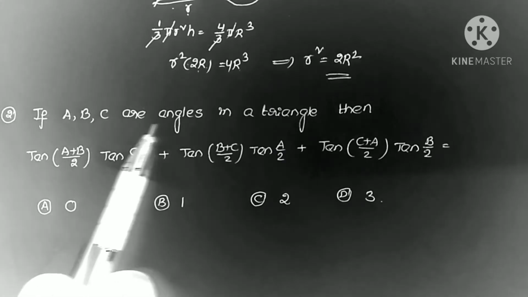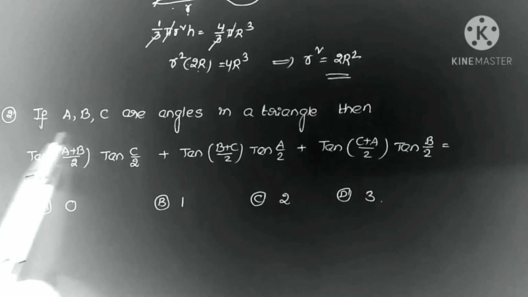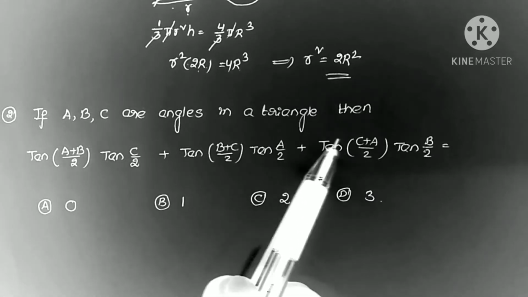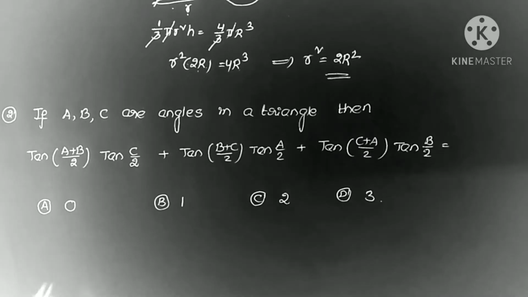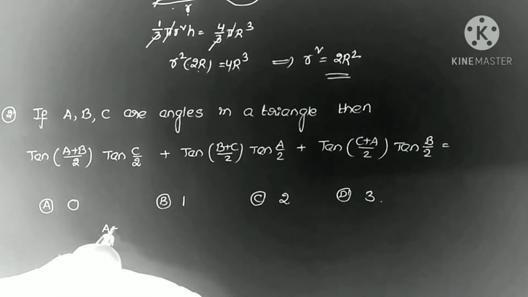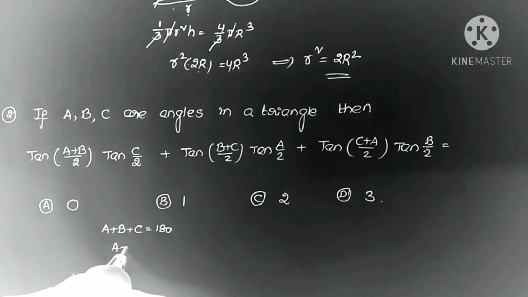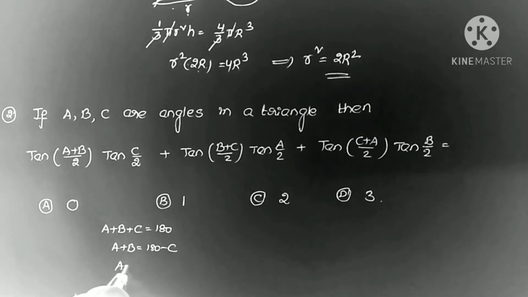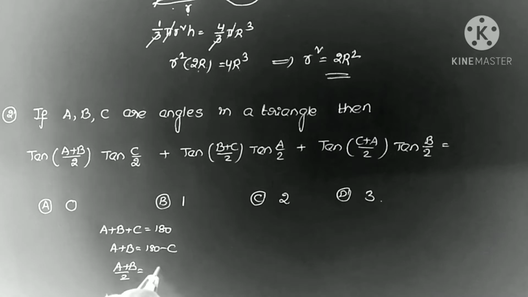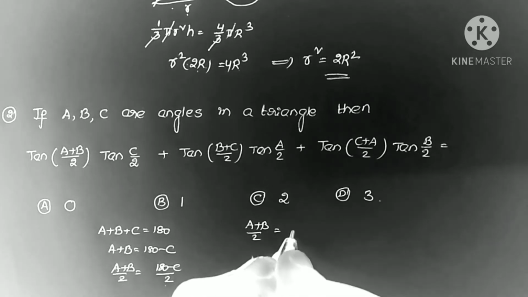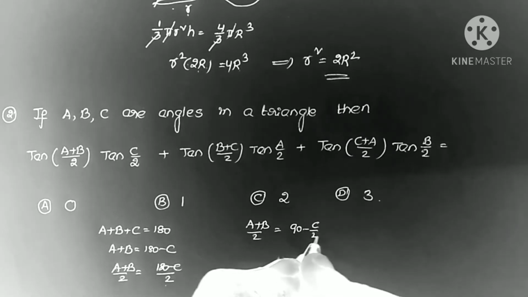Next problem. If A, B, C are the angles in a triangle, then tan of (A plus B)/2 into tan C/2 plus tan of (B plus C)/2 into tan A/2 plus tan of (C plus A)/2 into tan B/2 is equal to? A, B, C are angles in a triangle, that is A plus B plus C is equal to 180. Then A plus B is equal to 180 minus C. Then (A plus B)/2 is equal to (180 minus C)/2, that is 90 minus C/2.